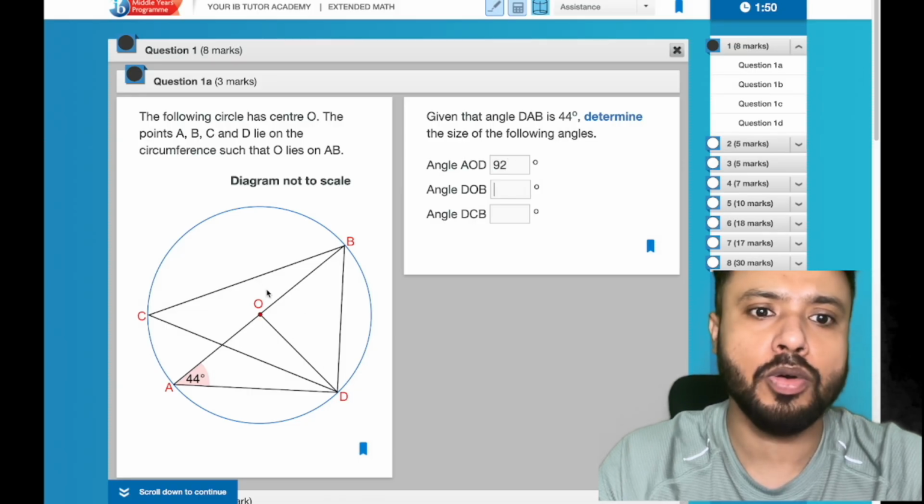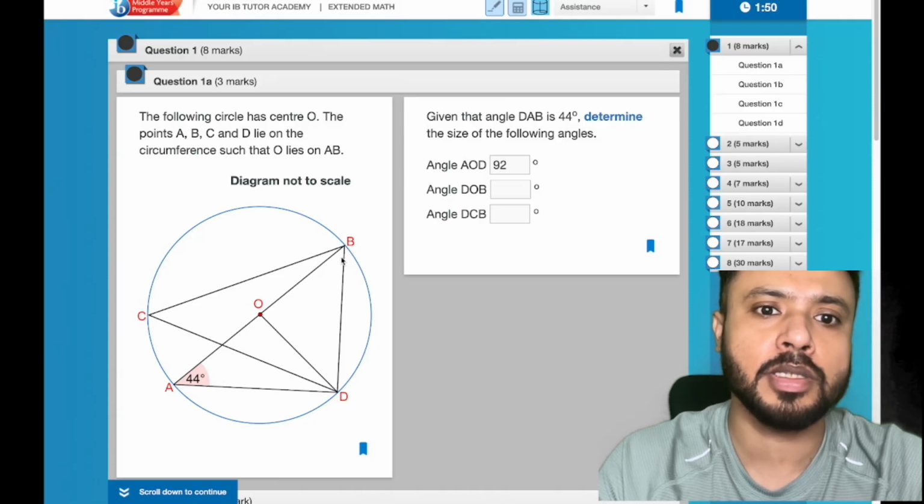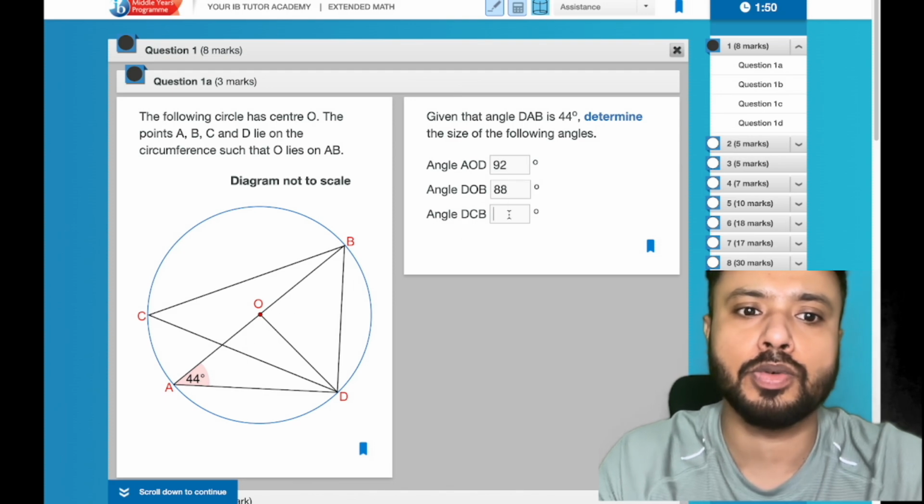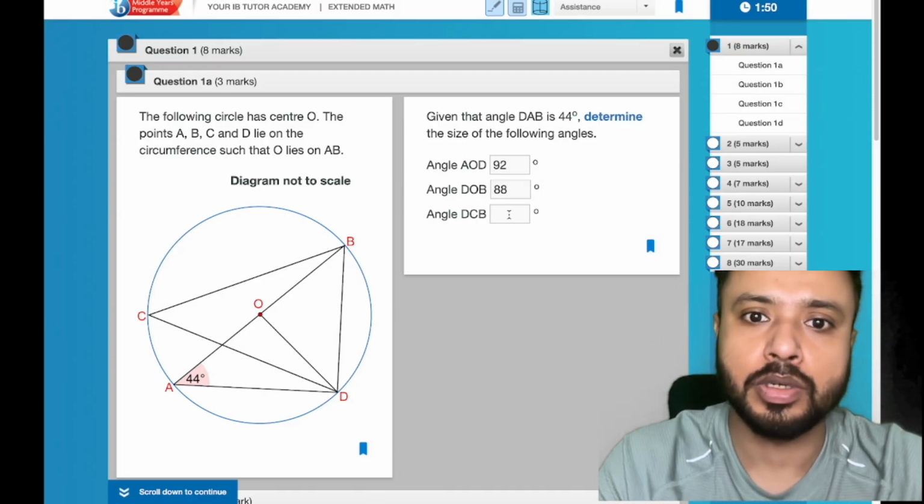Now angle DOB, that means this angle they are asking you to find. So you need to understand that this angle and this angle are subtended by the same arc, which is DB. So this angle is twice of 44, which is 88 degrees, because the angle subtended by an arc at the center is 2 times the angle subtended by the same arc on the circumference.